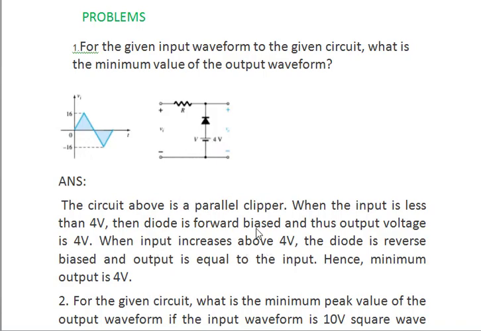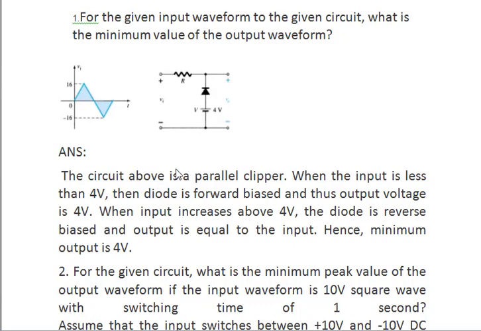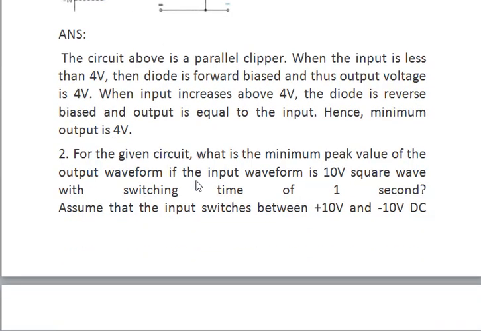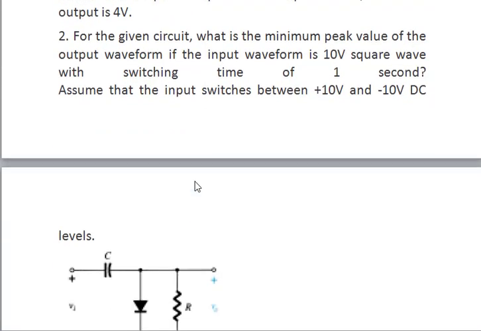So it allows the voltage equivalent to this. When the input increases above 4 volts, the diode acts as reverse biased. A positive voltage is coming here, so negative voltage goes there, so here the diode now acts as reverse biased. So the output is equal to the input. Whatever may be the input, it allows only 4 volts, which is equal here. So it gives the minimum output voltage of 4. Okay, we will go to the next question.